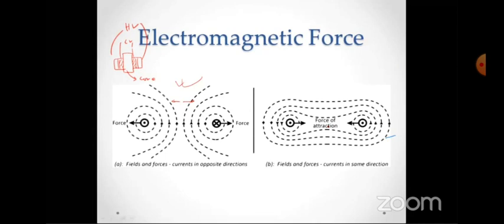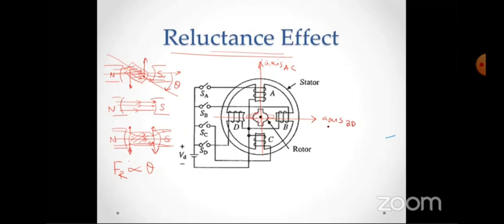Okay, so due to the electromagnetic fluxes, this can also be called electromagnetic force. The next one is the reluctance torque or reluctance effect. So what is the reluctance effect? Now I have discussed something here.